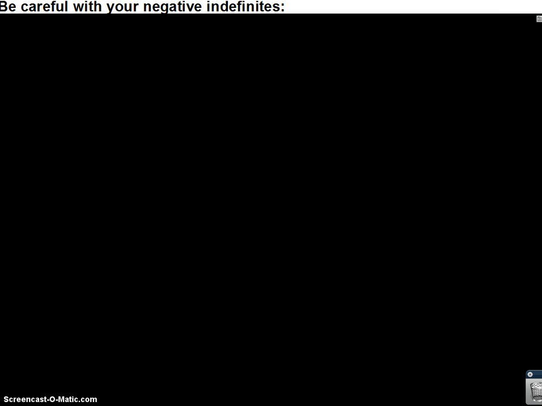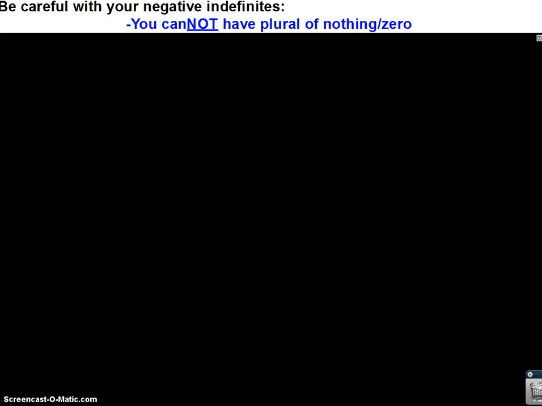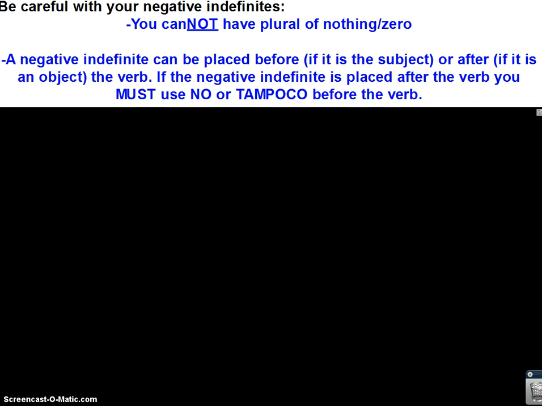Be careful with your negative indefinites. We have some indefinite words that refer to a zero quantity or not having anything. Something to keep in mind, you cannot have plural of nothing or zero. If you don't understand what I'm saying, we'll get into examples and hopefully you'll understand later, but go ahead and write that down. Skip a line.